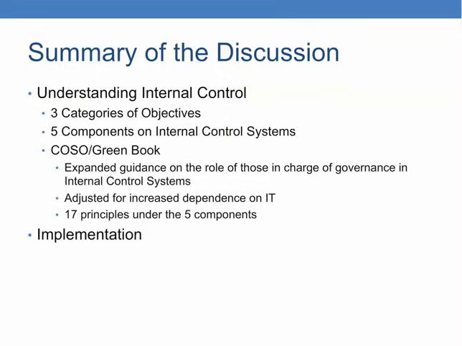This presentation will help you to obtain an understanding of what internal controls are and how to implement them. To gain an understanding of internal controls, we will discuss the 3 categories of objectives, the 5 components of internal control systems, COSO, the Green Book, which were used to develop our internal control standards and include expanded guidance on the role of those in charge of governance in internal control systems, adjusted for increased dependency on IT, and the 17 principles under the 5 components.